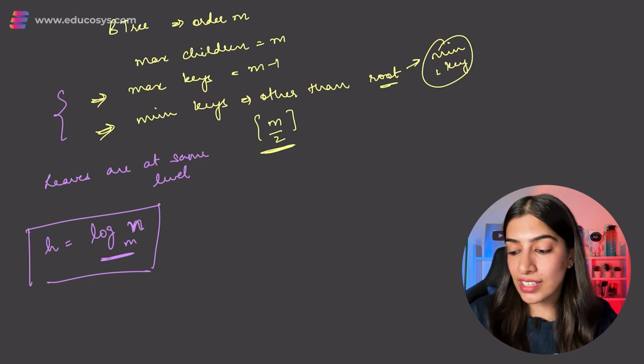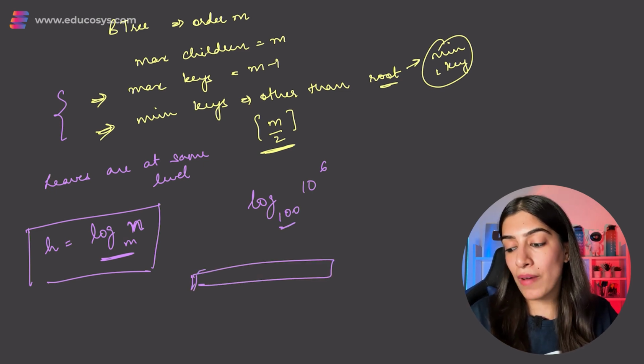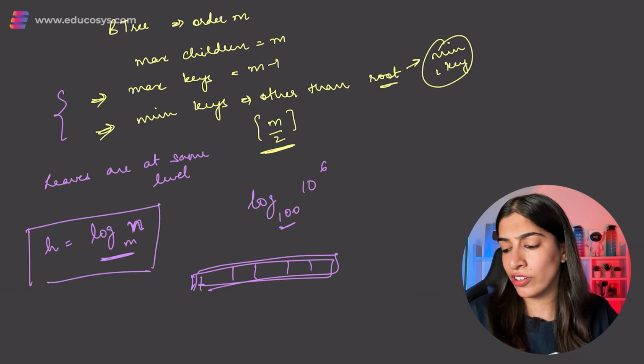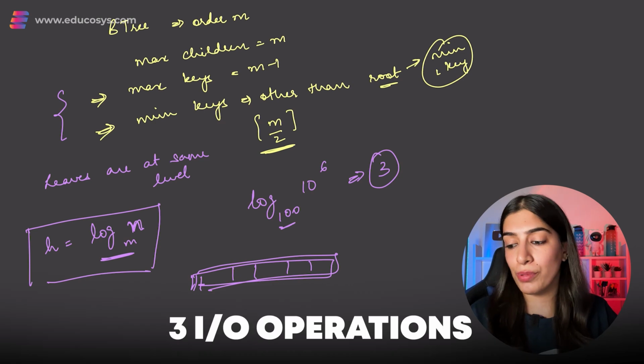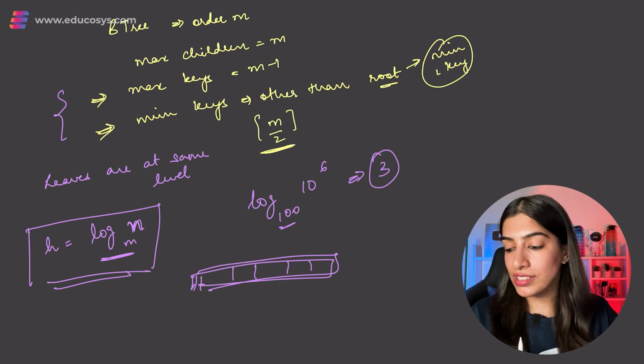In the example that we had taken, it was log of 10 to the power 6 with the order being 100. That means every node can have a maximum of 100 keys, which is easily doable in a real case scenario. So this would essentially require just 3 IO operations, and this is where we started. I hope the characteristics and main important points of B-Trees are now completely clear.